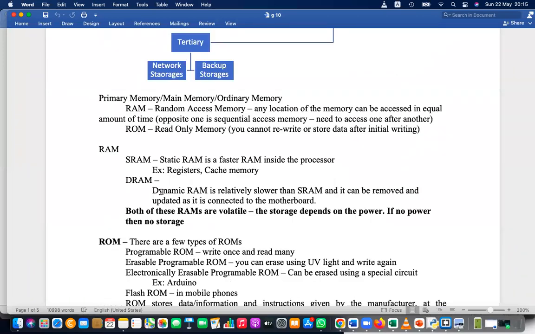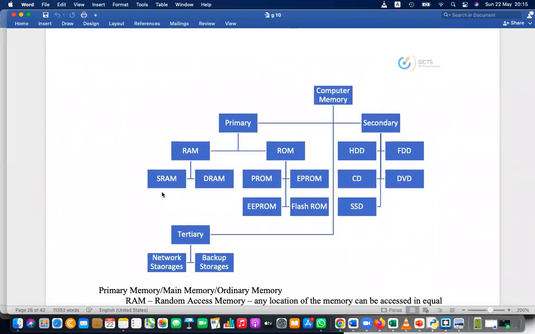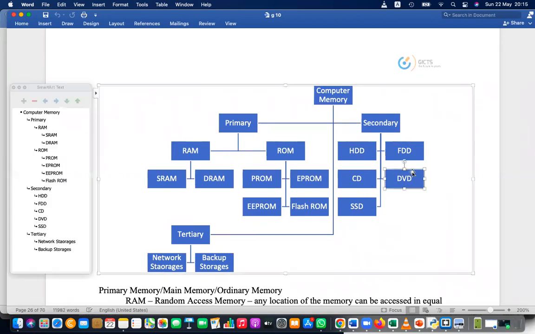Okay. See here, it's very important. Computer memory is divided into primary and secondary. Secondary means the hard disk, CD, DVD, SSD, floppy disk, Blu-ray, all are secondary storage. Primary storage is basically RAM and ROM.